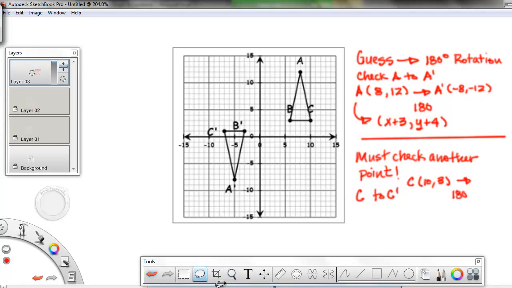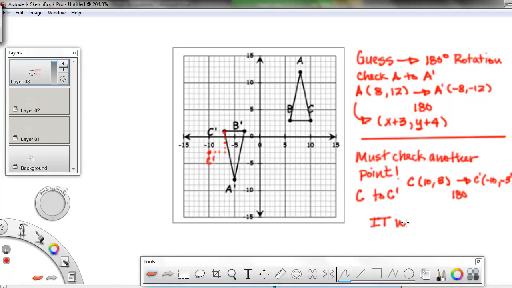So let me think about this. 180 degrees, let's see, C prime would be at -10 and -8. I'm kind of running out of room right there. Now let's plot C prime at -10 and -8. So -10 and -8 would be right there. I guess it's 10 and -3. Sorry, I couldn't read my own writing. So 10 and -3. So we count 1, 2, 3 to the right, and then 1, 2, 3, 4 up, and it works.